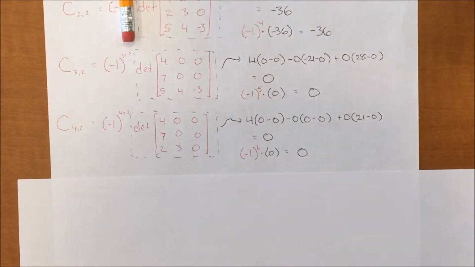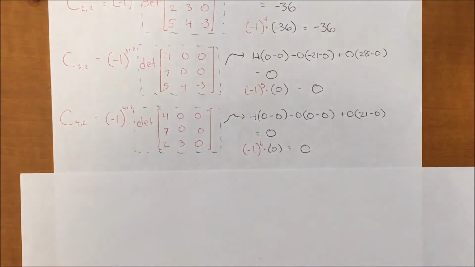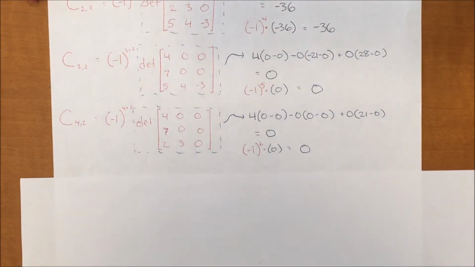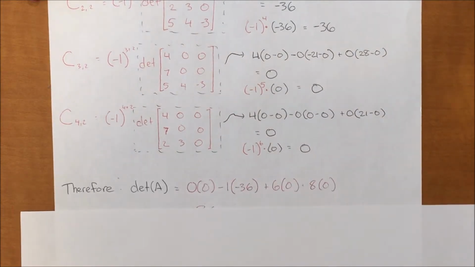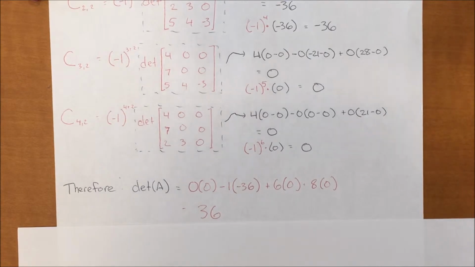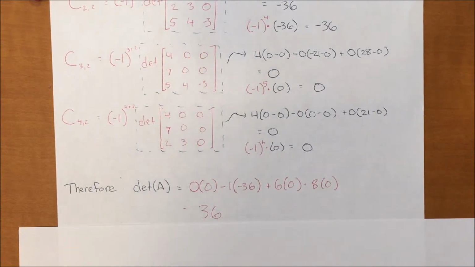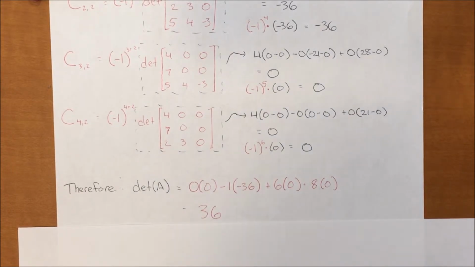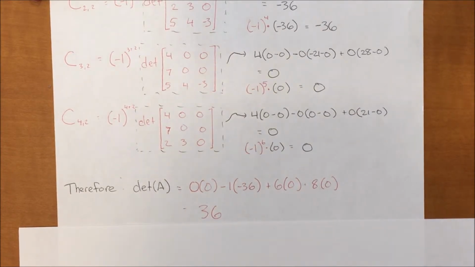Finally, evaluating the last matrix, we get another determinant of 0 for our 3 by 3, and we can finally find the determinant of our matrix A by using the determinant formula we learned from before and multiplying by constants. So 0 times 0 minus 1 times negative 36 plus 6 times 0 plus 8 times 0 all gives us an answer of 36.